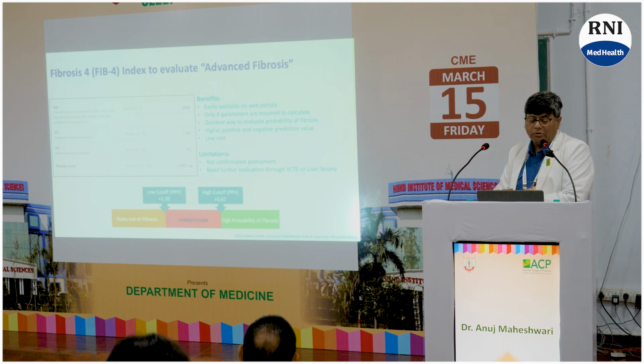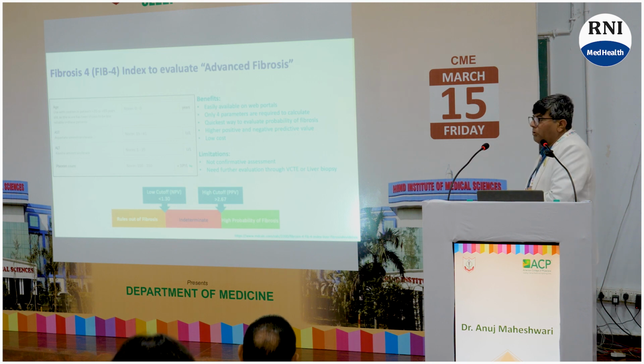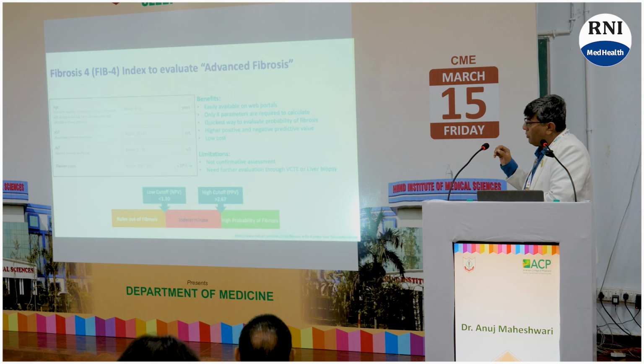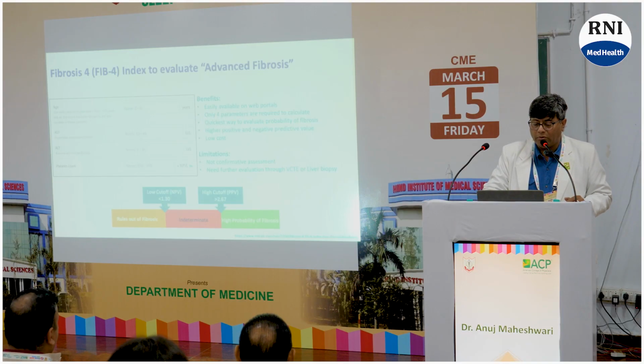Now the question arises, how useful and beneficial is the fibrosis score, the FIB-4 index, to evaluate advanced fibrosis? It is easily available on web portals. It is the least invasive method. You are required to calculate only 4 parameters. What are those 4 parameters? You need to know the SGOT, SGPT, age of the patient and platelet count. This is the quickest way to evaluate the probability of fibrosis, with higher positive and negative predictive value, and its cost is the least among the available tools. But there are certain limitations: it is not a confirmative assessment and needs further evaluation through liver biopsy or vibration-controlled elastography.